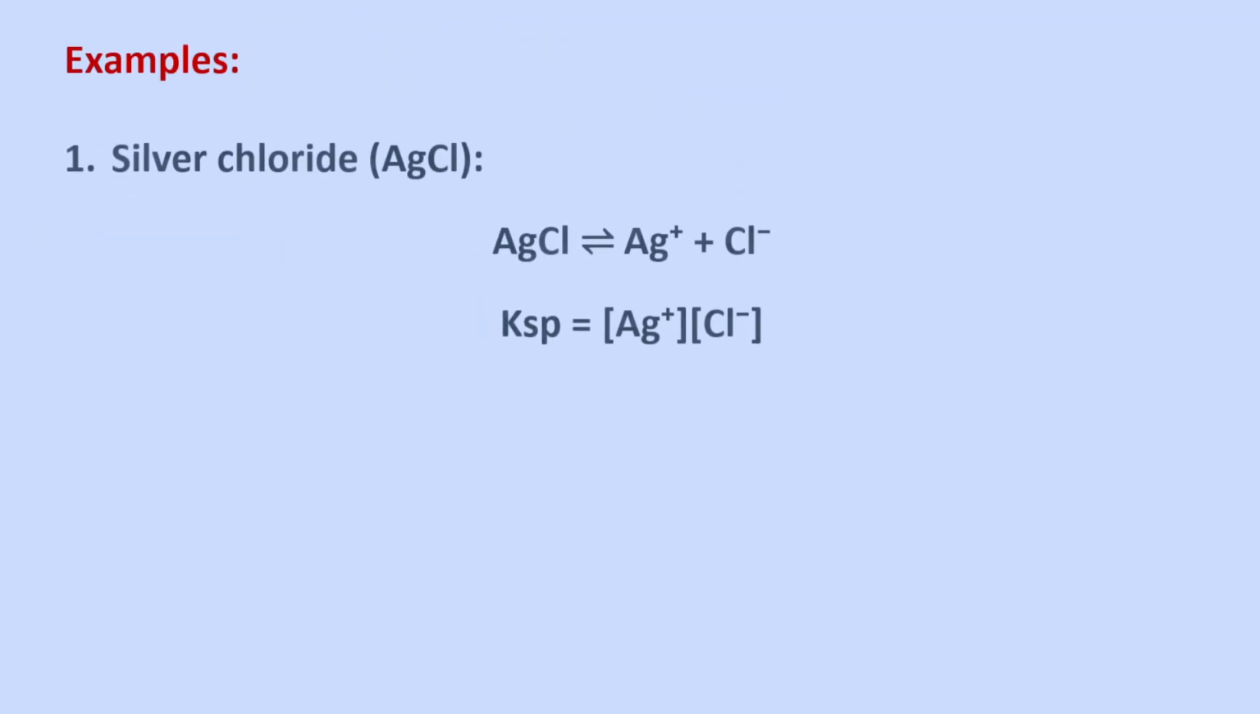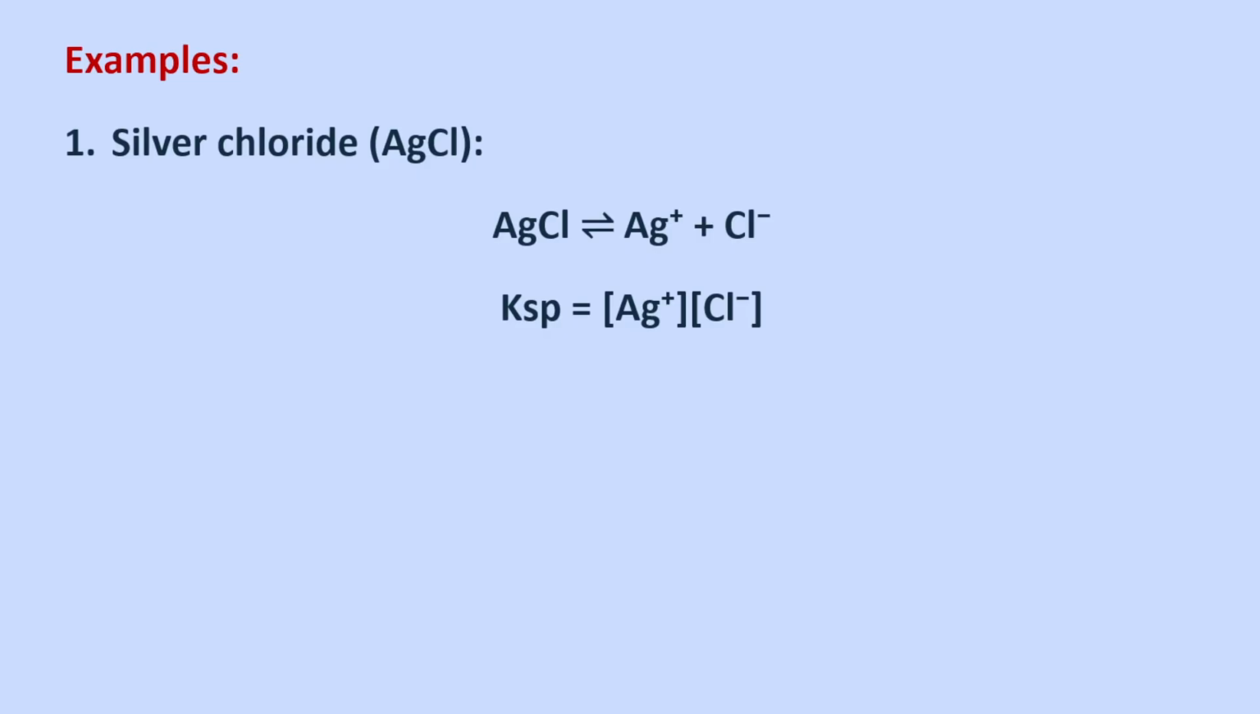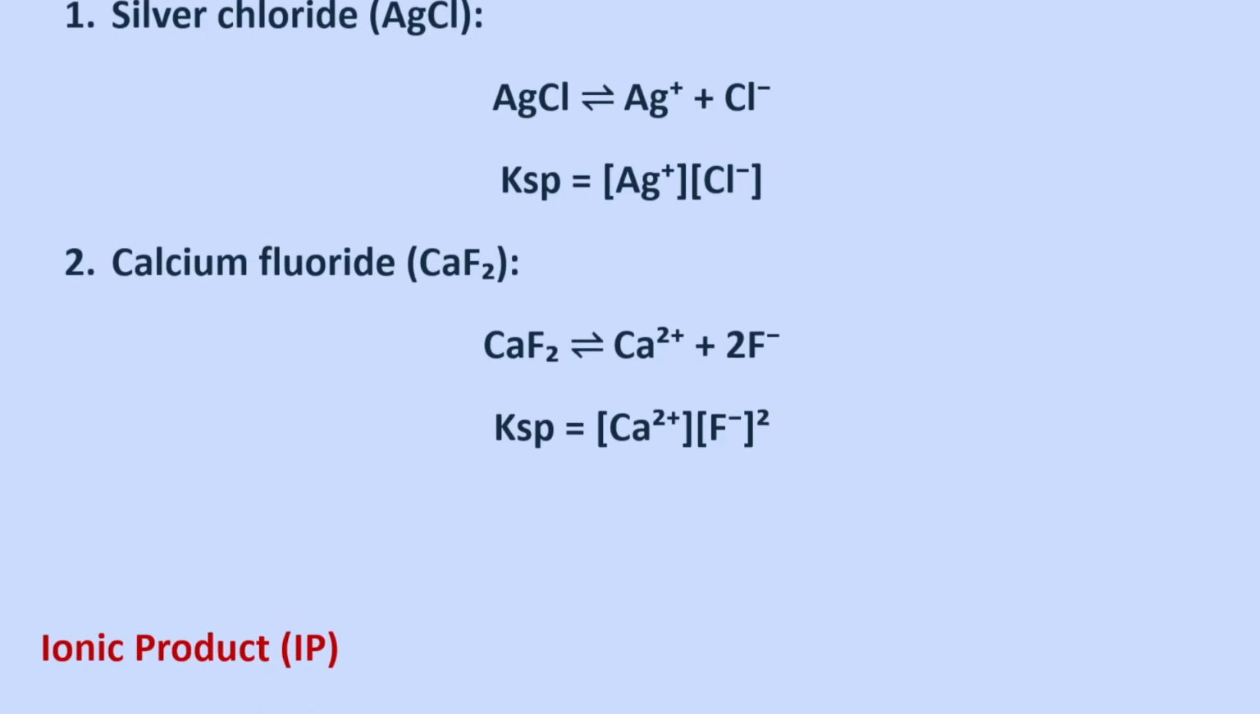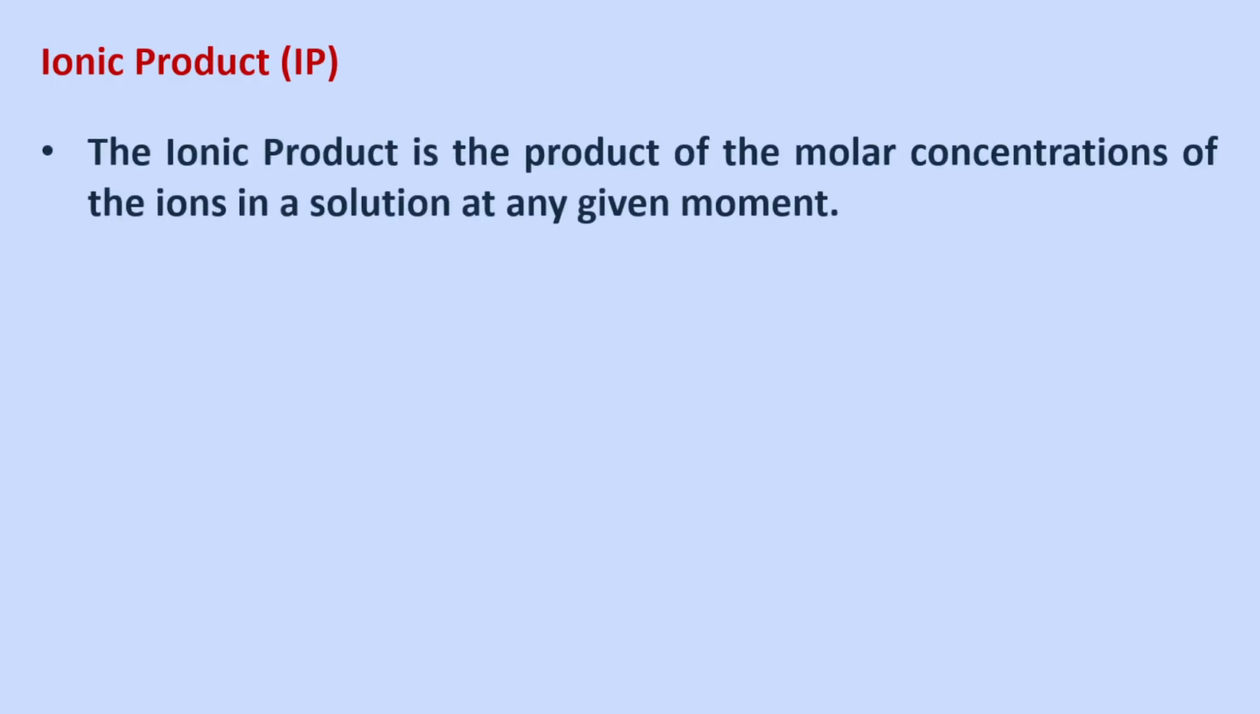For example, silver chloride dissociates into silver ion and chloride ion. So its solubility product is the product of the concentration of silver ion and chloride ion. Calcium fluoride dissociates into 1 mole of calcium and 2 moles of fluoride ion. So its Ksp is the product of the concentration of calcium ion and the square of the concentration of fluoride ion. Now let us look at a relevant concept which is ionic product. The ionic product is the product of the molar concentration of the ions in a solution at a given moment.